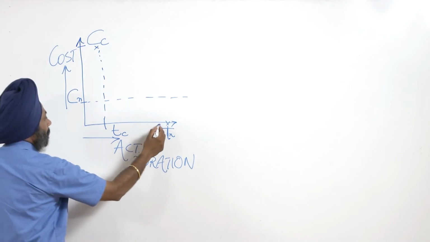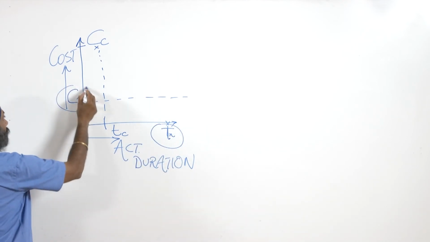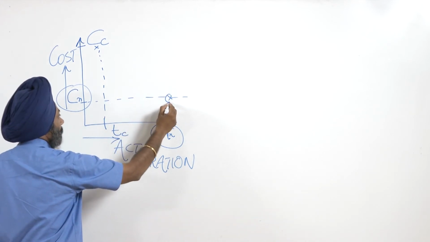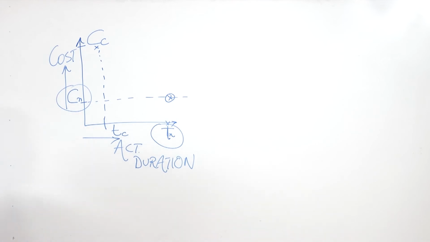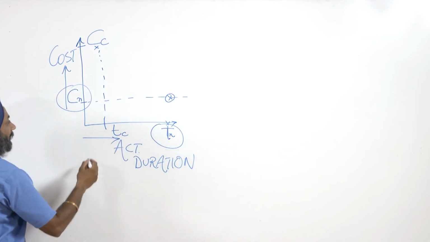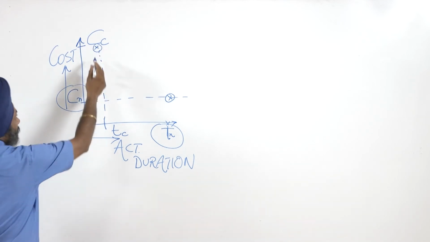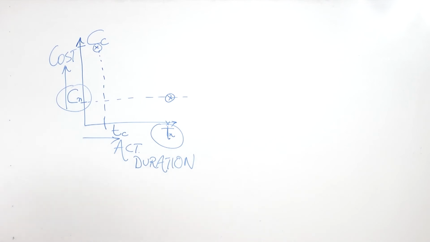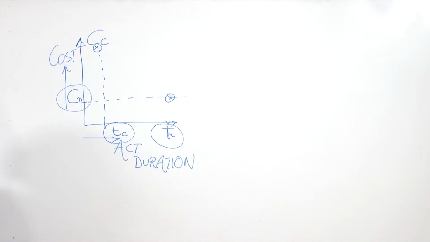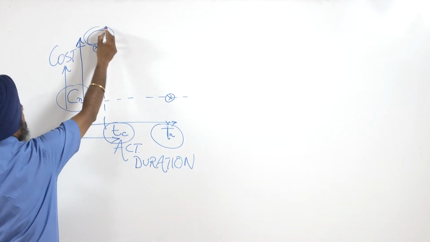So we can see normal time, normal cost, this is the point. Crash time, which is certainly less than the normal time, and we have to pay extra. Crash cost, this is the point. So crash time duration and the crash cost.